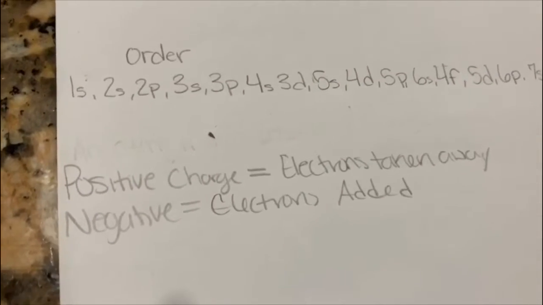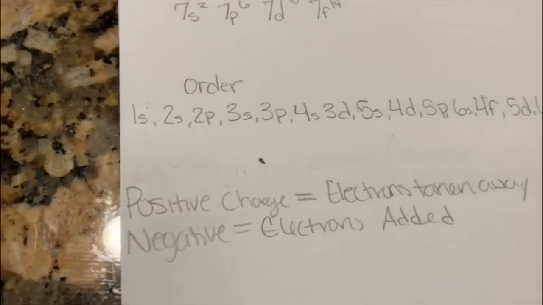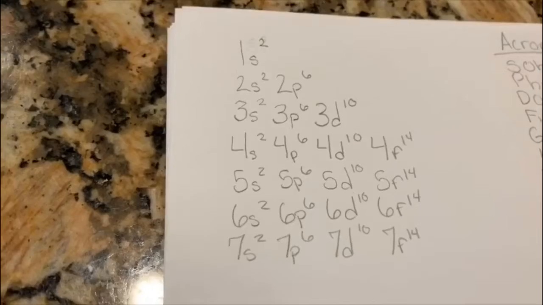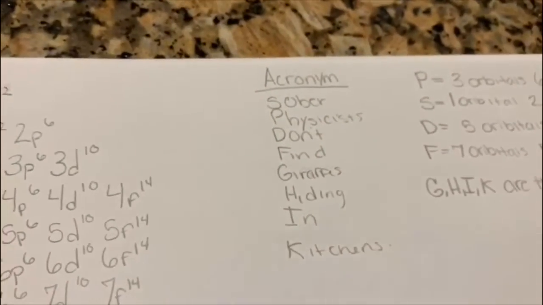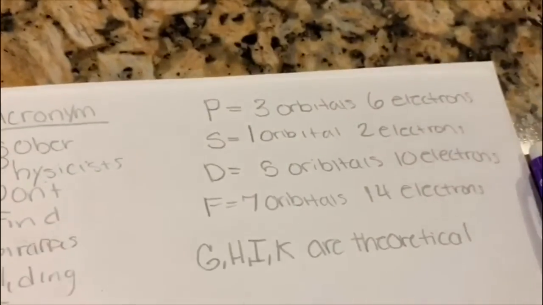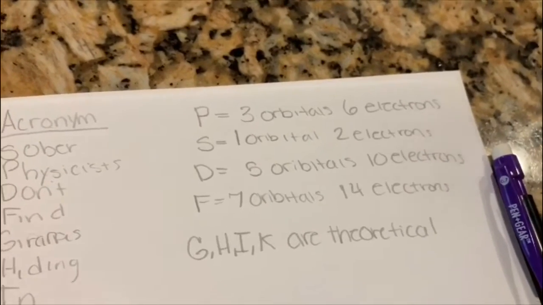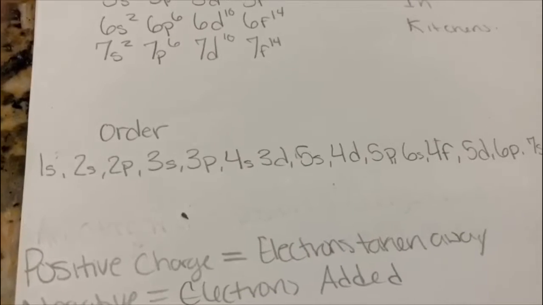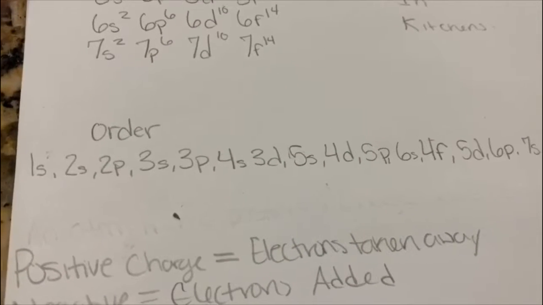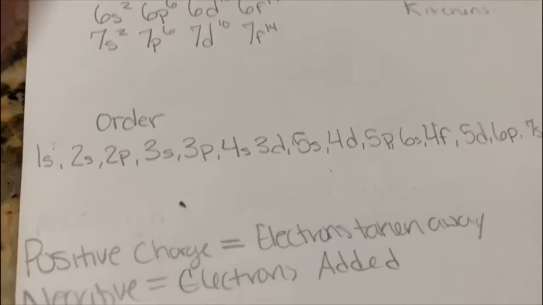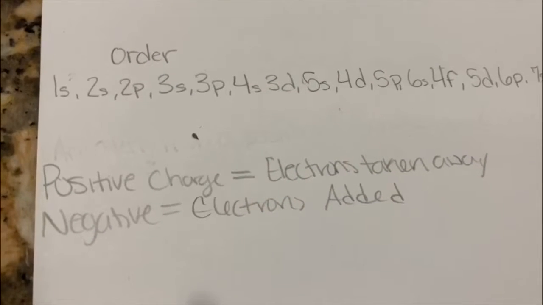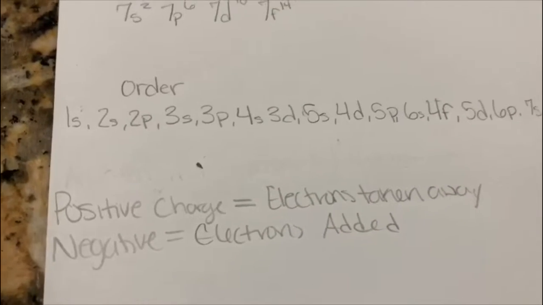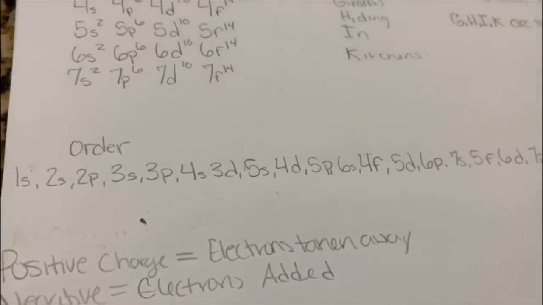So a quick review before Tiara leads us to our first example. This is our electron configuration chart, which follows S, P, D, and F. This is our acronym, and these are the amounts that each letter holds. Here's the order to remember. Remember, 1s to 5p would be your best bet to remember as a beginner. And then positive charge equals electrons taken away, negative equals electrons added. So Tiara is going to now lead us into our first example.